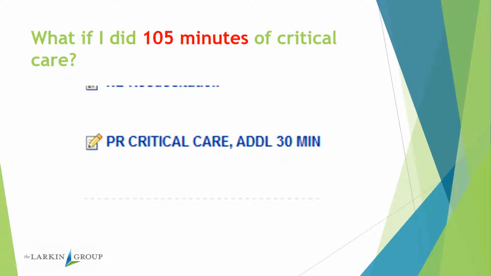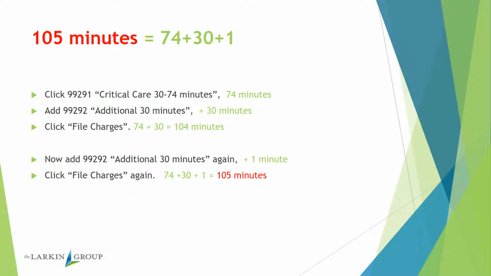So let's try again with a different number. What if you're doing 105 minutes of critical care? Well, 105 minutes of critical care is equal to your first 74 minutes, which is a 99291, plus an additional 30 minutes, which is a 99292, but that still leaves you 1 minute. So you're going to have to click a 99292 again, and then hit File Charges again. I'll show this.